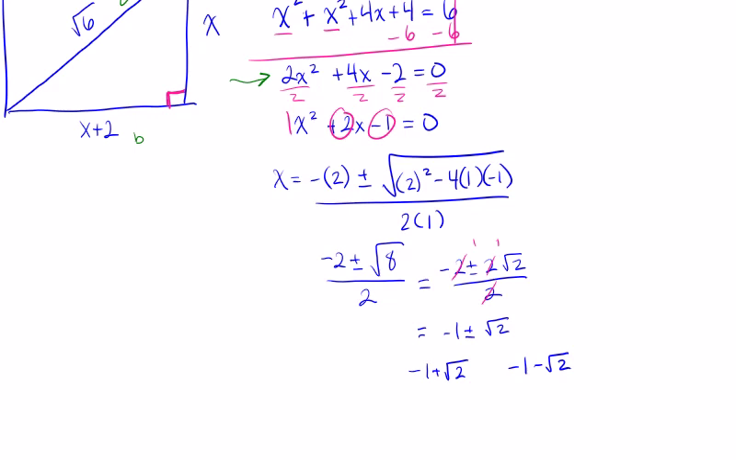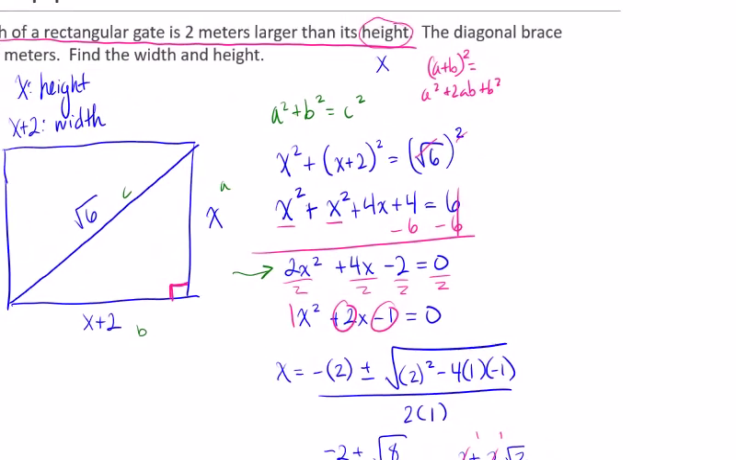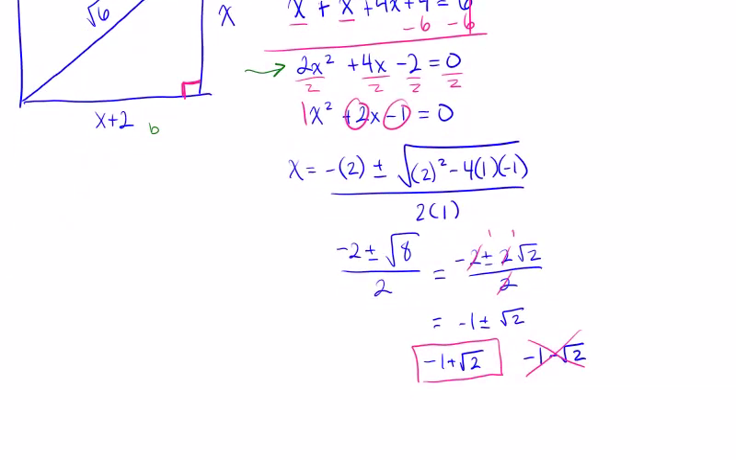So which one of these doesn't make sense in the context of a rectangular gate? That's right, because we can't have a negative, right? We're not going to have a negative length. And so this one is the only one that comes out to be a positive, right? So that's our height.